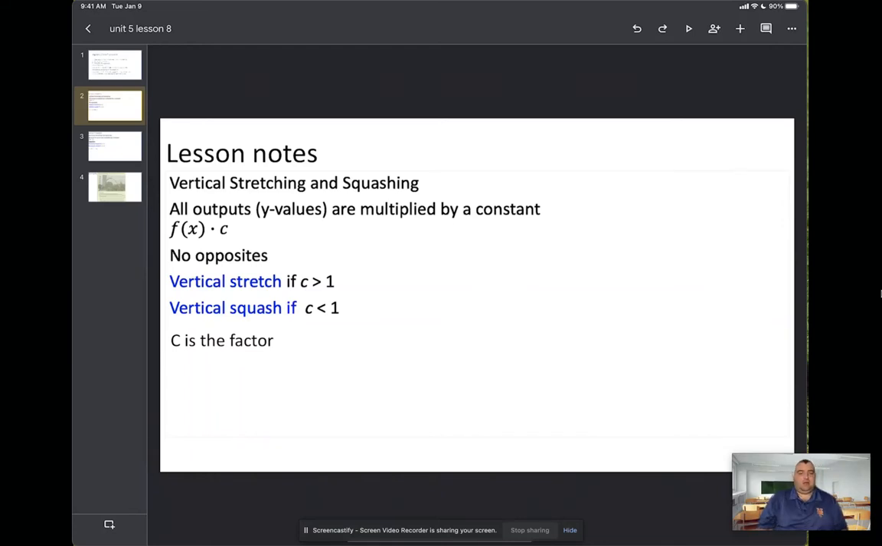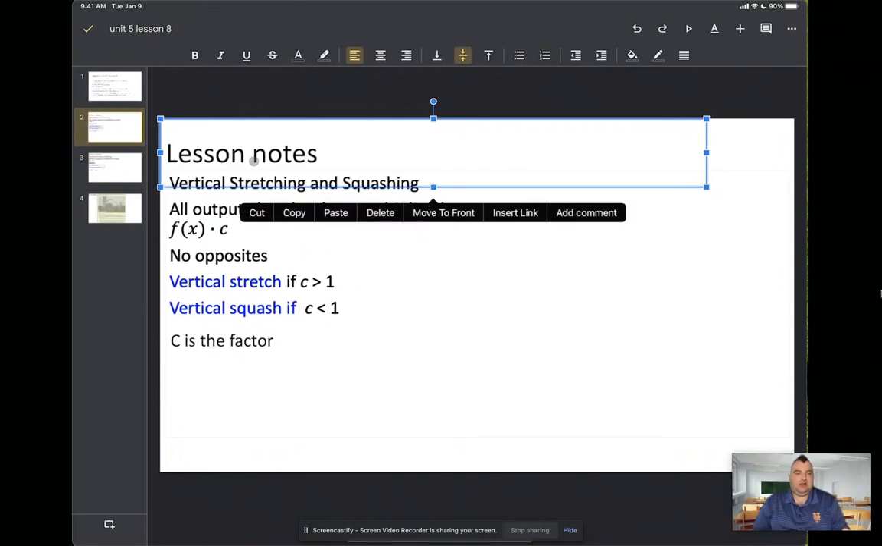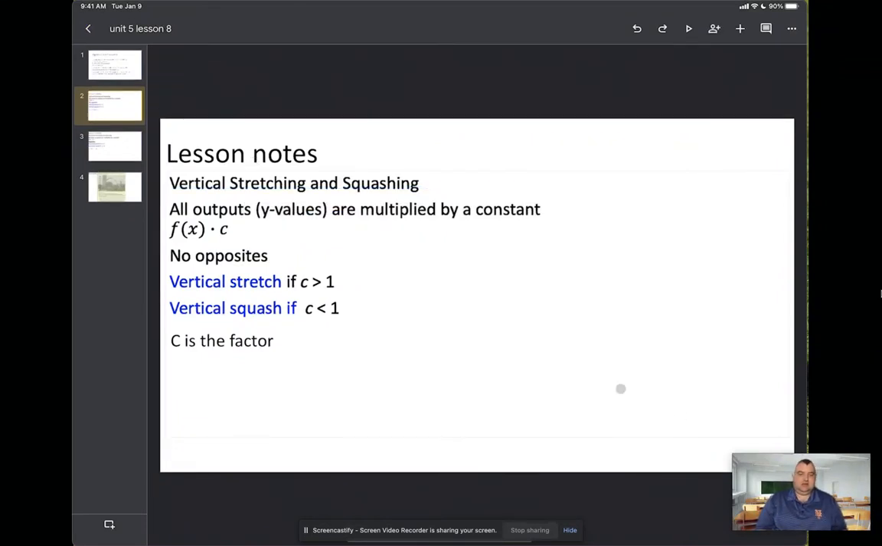All right, welcome back. We are up to lesson 8 now. In lesson 8, and this will continue in lesson 9, we're going to talk about stretching and squashing. In this particular lesson, we're going to focus on vertical stretching and squashing, and that is when all of our output values are multiplied by a constant. So all of our y values are multiplied by a constant. That will look like this in terms of function notation.